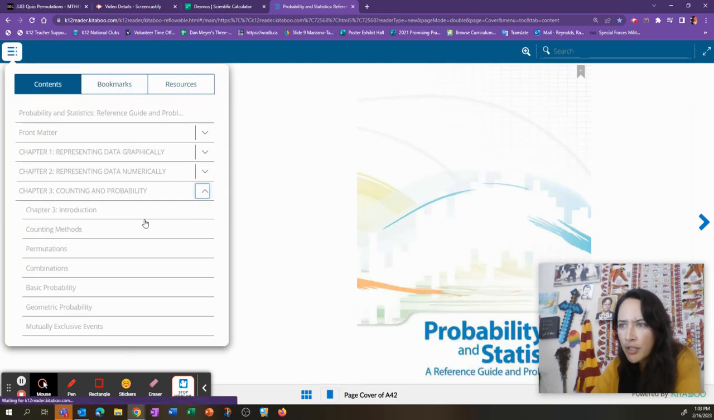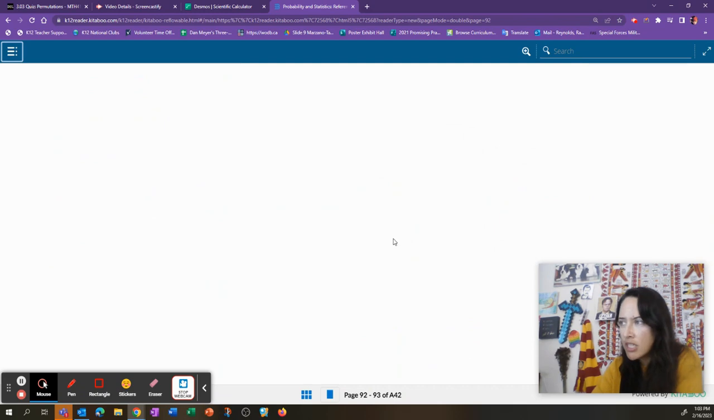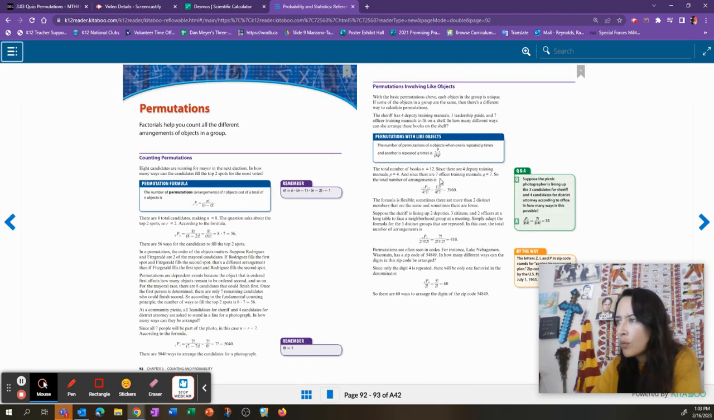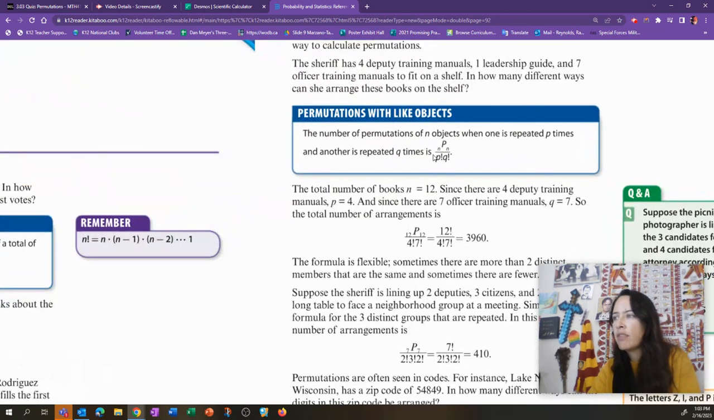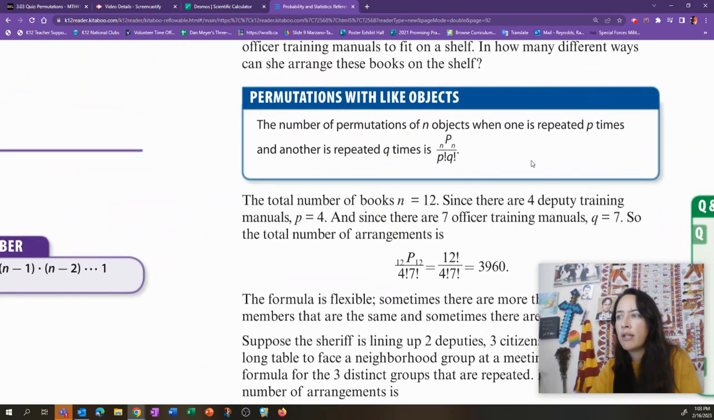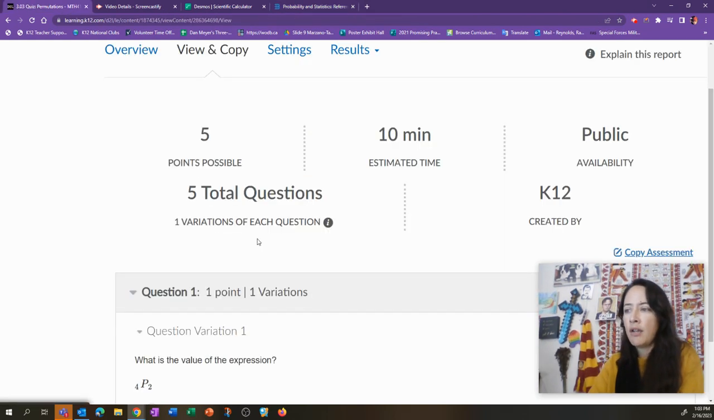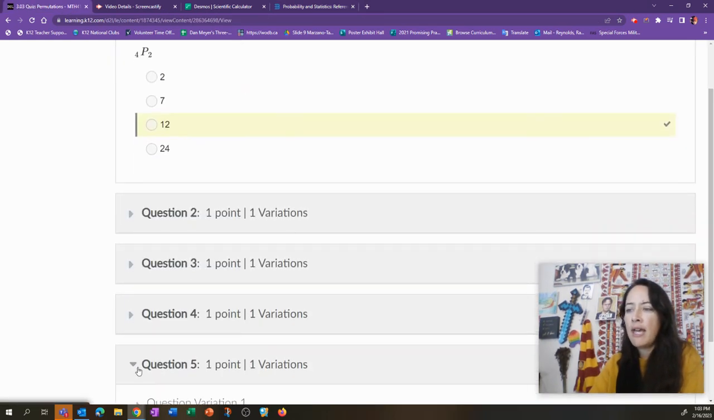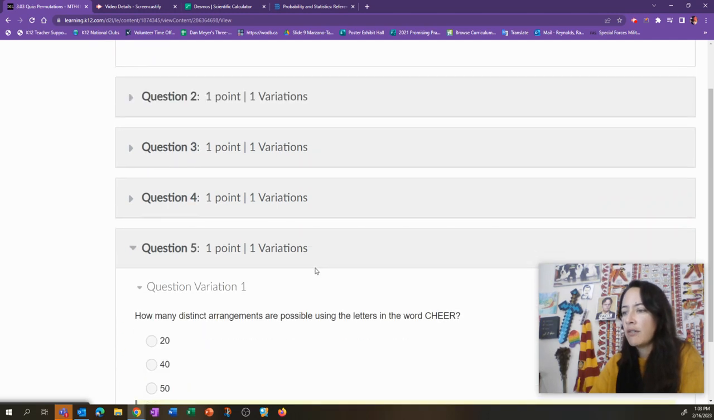We are now in chapter 3. We are on permutations. We need to talk about permutations with like objects if we want unique arrangements. It's nPn over p factorial or q factorial if something is repeated that many times. That seems very obscure, so let's go talk about it in a concrete example. Question 5 with the word cheer.